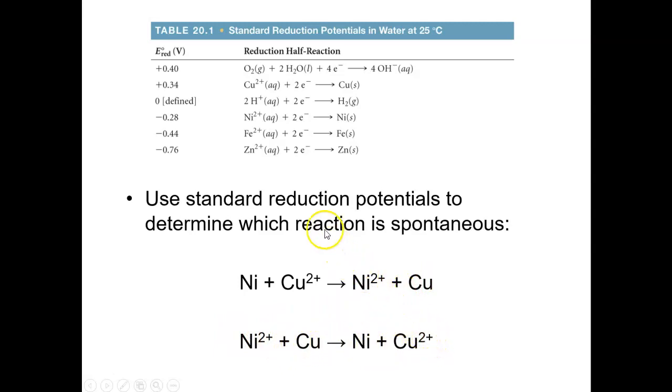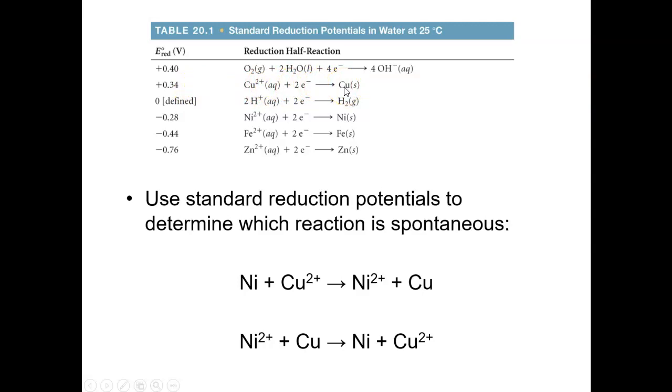Well, I'm going to look at this and see which of these things is easier to reduce. Well, the copper is higher up. The more positive you are, the easier you are to reduce. So copper is easier to reduce than nickel. Relative to hydrogen, copper has a positive reduction potential and nickel has a negative reduction potential. And so because copper is higher on this list of reduction potentials in terms of the value of its reduction potential, it is easier to reduce.